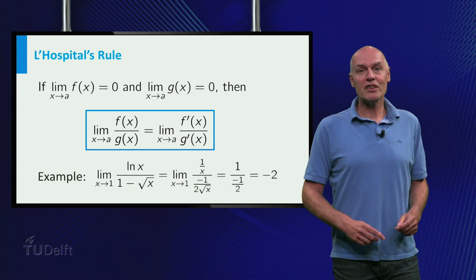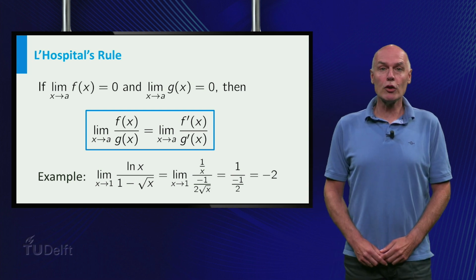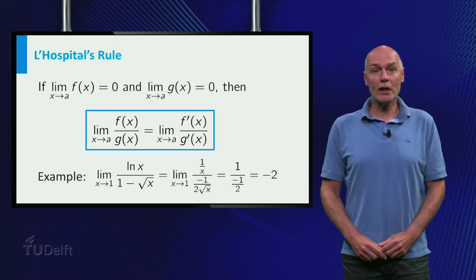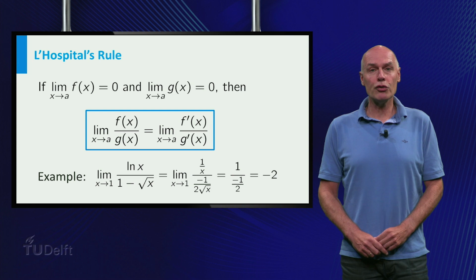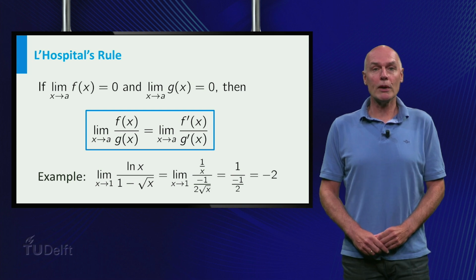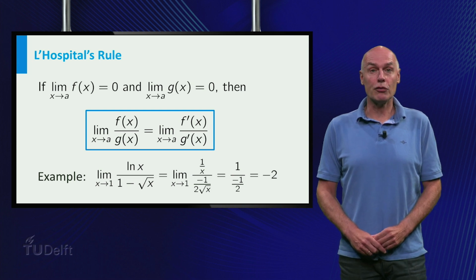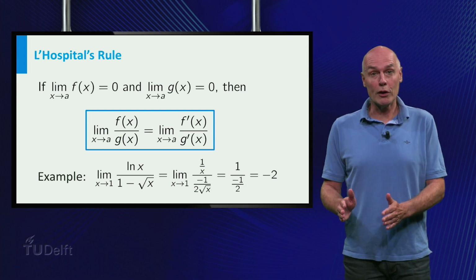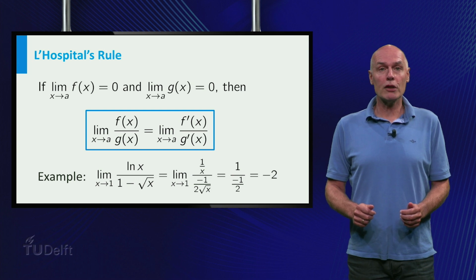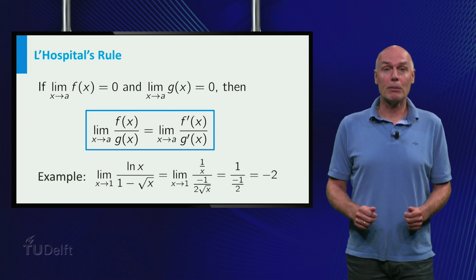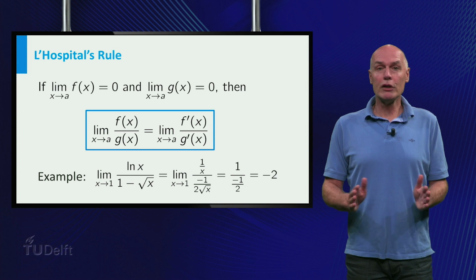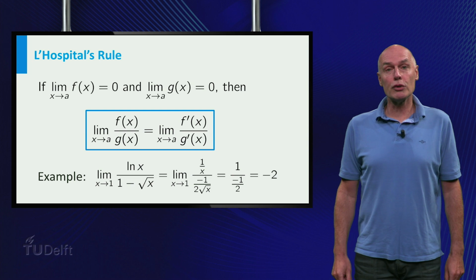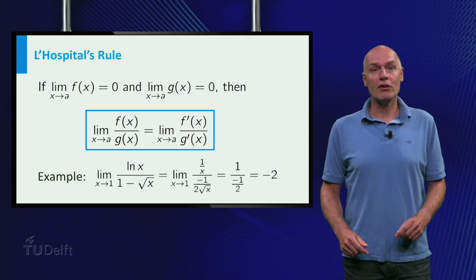The general rule says that if the limits of both the numerator and the denominator are equal to 0 as x approaches a certain value a, the limit of the fraction is equal to the limit of the quotient obtained by replacing the numerator and the denominator by the derivatives. So in the example, we replace log x by its derivative 1 over x and 1 minus square root of x by its derivative minus 1 divided by 2 times the square root of x. Now we no longer have a 0 divided by 0 situation, and we easily find the limit by substituting the value 1 for x, leading to the limit minus 2.